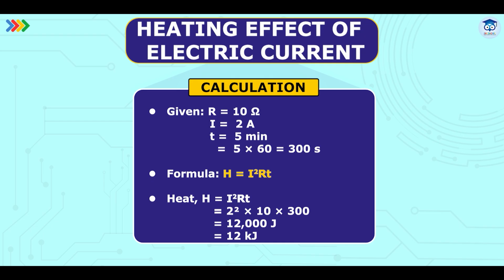Since time must be expressed in seconds for the calculation, we convert 5 minutes to seconds by multiplying 5 by 60, giving us 300 seconds. Let us now solve this example step by step using Joule's law of heating. According to the law, the heat produced in a resistor is equal to the square of the current multiplied by the resistance and time for which the current flows.